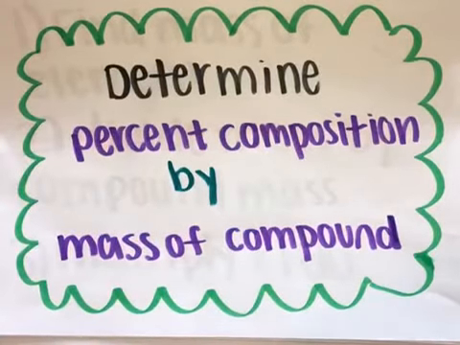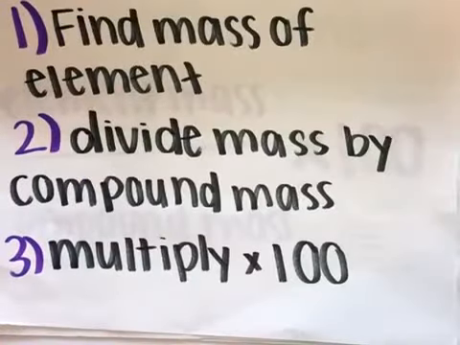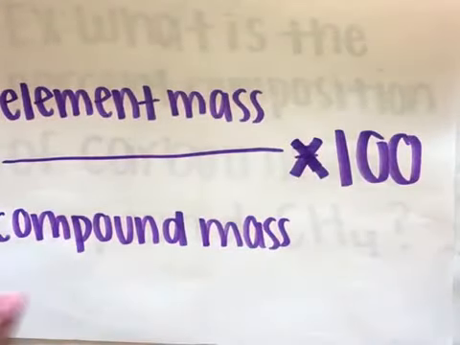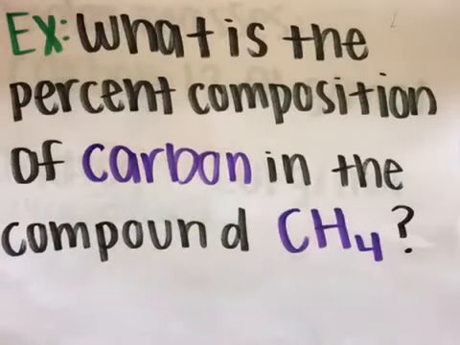To determine percent composition by mass of a given compound, first find the element you're looking for. Then divide the element's mass by the mass of the entire compound. Multiply by 100 to get the percent composition. This is an equation for this. Let's try an example. What is the percent composition of carbon in CH4?